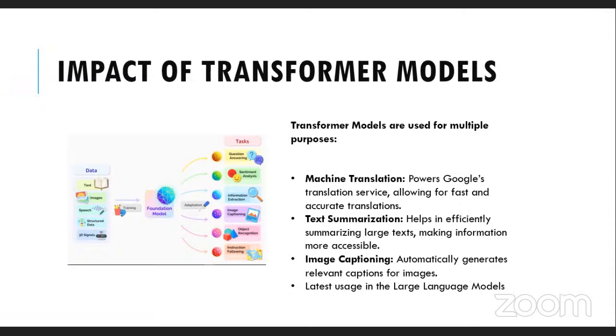There are a lot of models, and they can take text, images, speech, even structured data. And there are a lot of tasks that they can do. They can do machine translation, text summarization, image captioning, and so on and so forth. So it can help in many tasks, right? That's one of the key advancements or key impacts of what we refer to as transformer models.